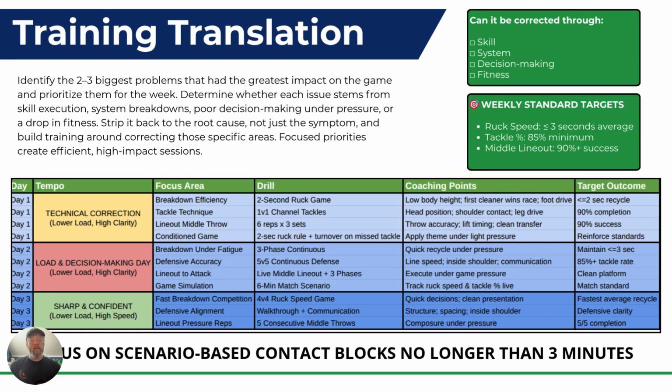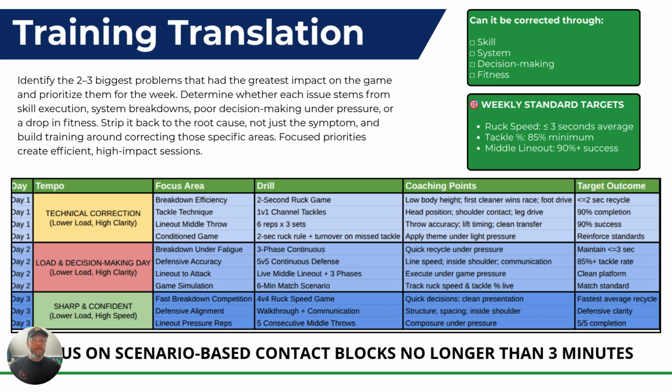Now, once we figured out that we are looking at our rucks, our weekly standard targets that we would share with the players are, for instance, that every ruck we set for the next week in the training blocks is under 3 seconds average. If we start doing contact blocks, we want an 85% minimum success rate on our tackles. And once we do scenario-based game run-throughs, we want a 90% success rate on our lineouts, because those are the key 3 areas that jumped out to the coaches in the data visualization that I showed them prior.